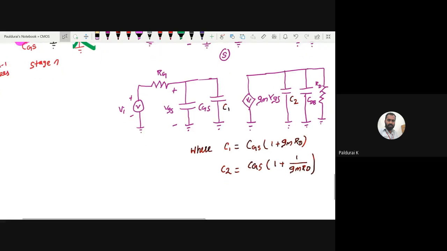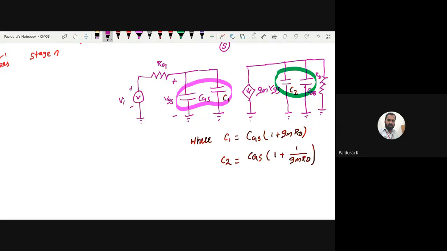So what is the next step? Next, is it possible to merge these two capacitors? These two capacitors can be merged. Okay, so I am redrawing it here.